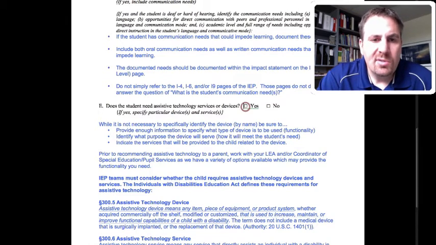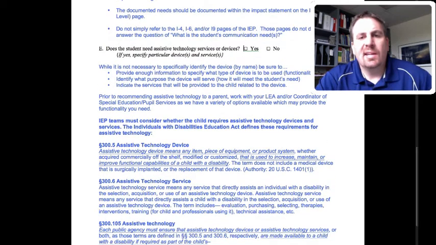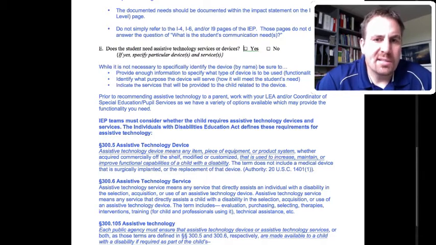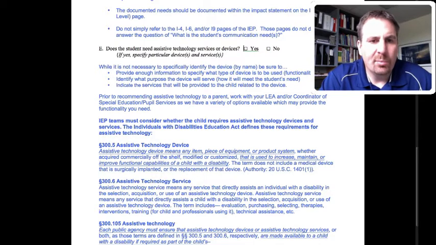Does the student have or need assistive technology services or devices? There's a couple of things here. First, and I'm going to skip just one below here.